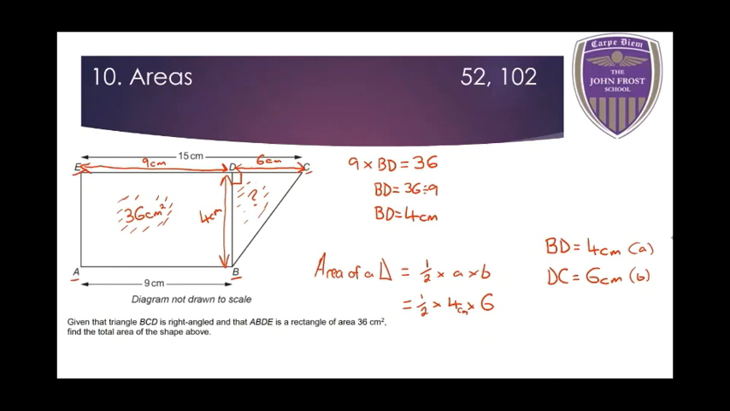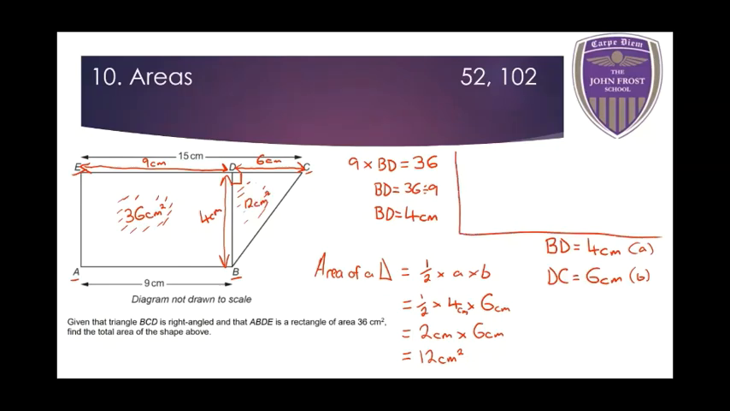Tell you what, let's keep the units in, keep it tidy. Half times 4 centimeters times 6 centimeters. Well, you could either do a half times 4 first, that would be 2 centimeters. 2 centimeters times 6 centimeters is equal to 12 centimeters squared. Okay, so now we find the area of the triangle is 12 centimeters squared.